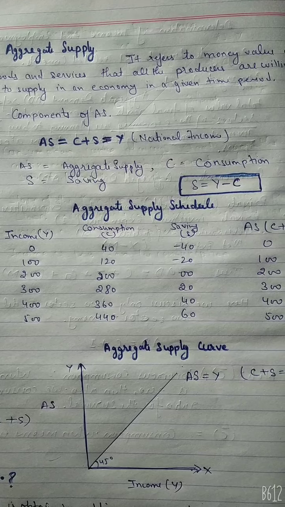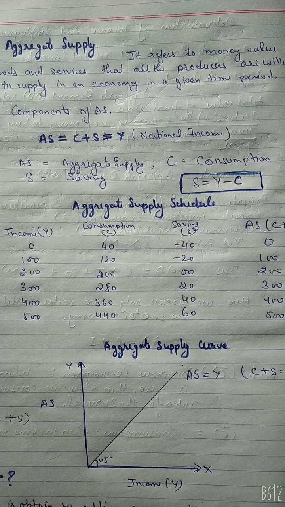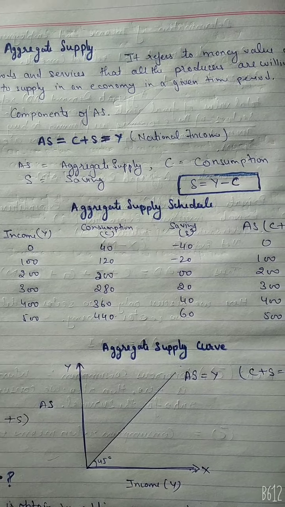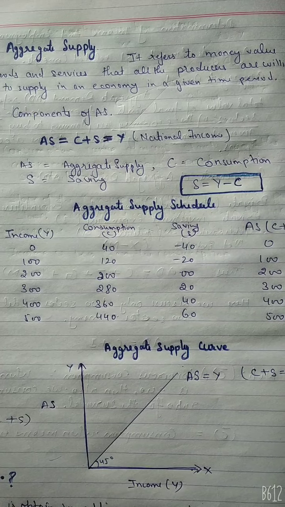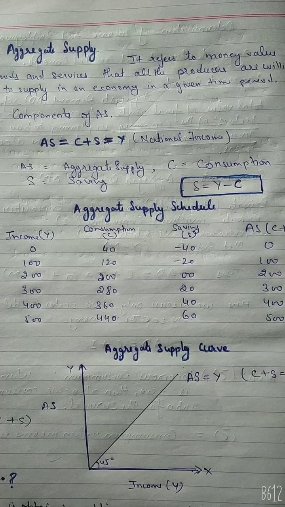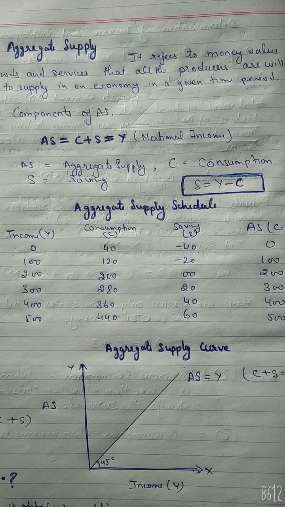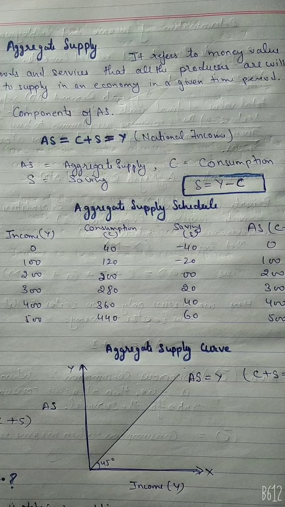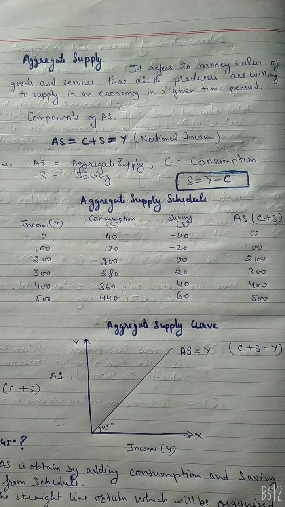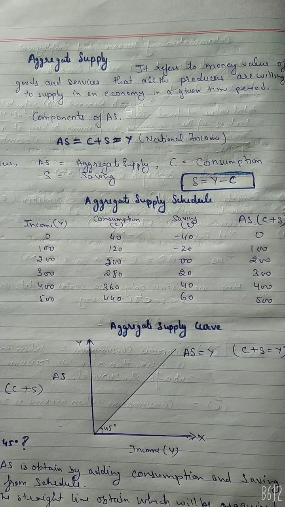So, aggregate income or aggregate supply is the sum of consumption expenditure and saving. That is, in the equation AS is equal to C plus S, that is Y is equal to C plus S. Now we can understand aggregate supply with the help of a schedule.